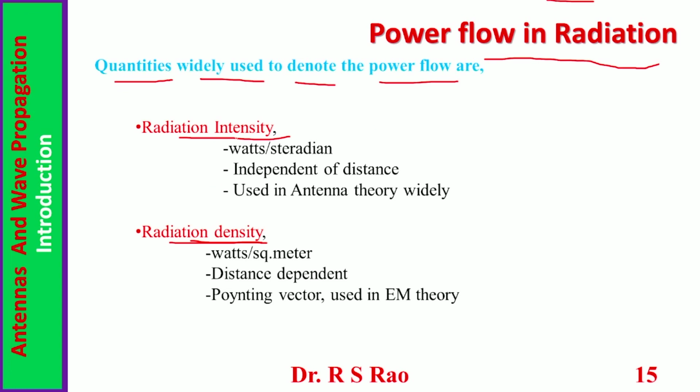A few points regarding radiation intensity. Units are watts per steradian. Radiation intensity is independent of distance, and it is widely used in antenna theory. Whereas the radiation density has units of watts per square meter. It is distance dependent. Basically, it is the Poynting vector, E cross H, and it is widely used in electromagnetic theory.